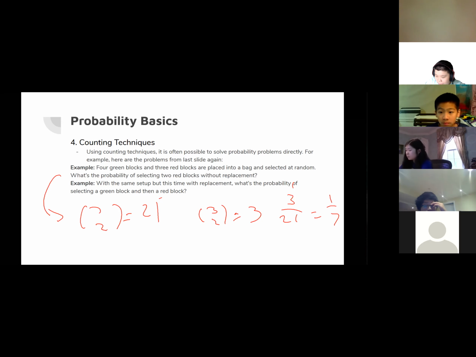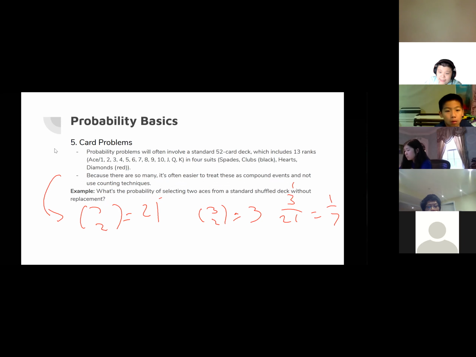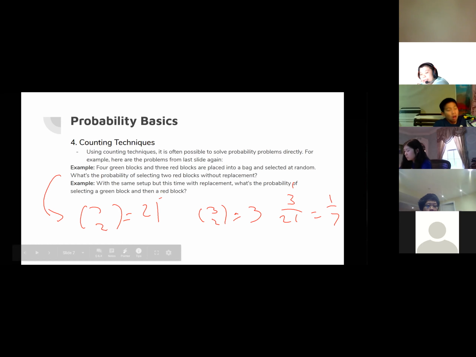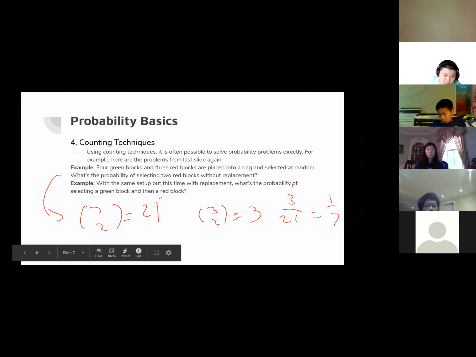Why can't you do favorable divided by total, 3/7 divided by 2/6? You can. We did that in the last slide. But right now we're just showing another way you can go about doing the problem, which is to use counting techniques. So in this case, 7 choose 2 is 21, 4 choose 2 is 3, and divide.